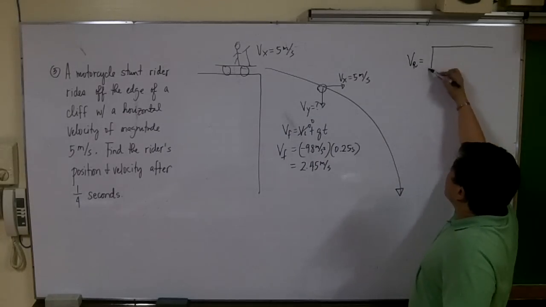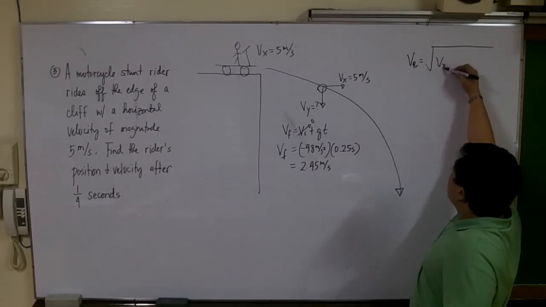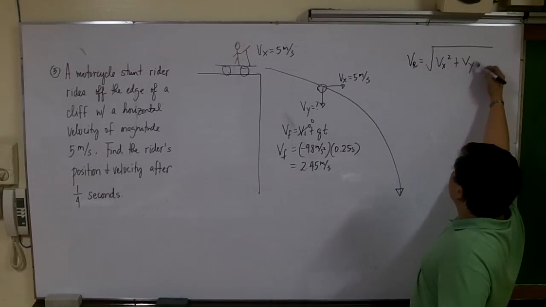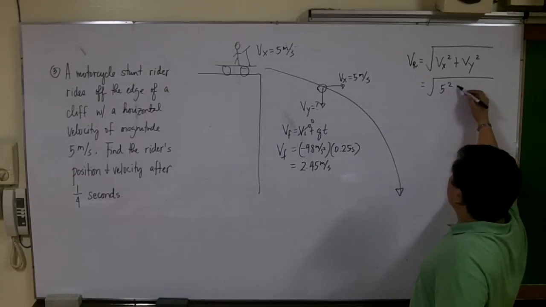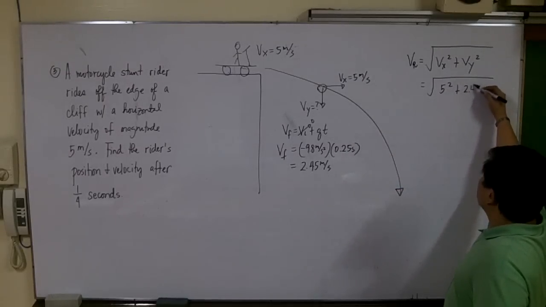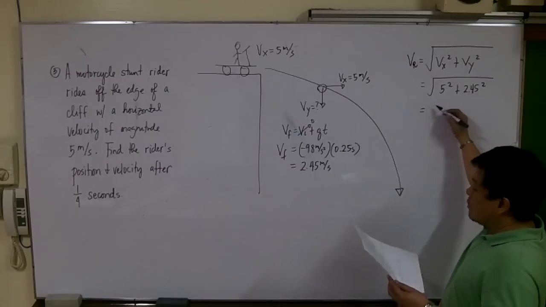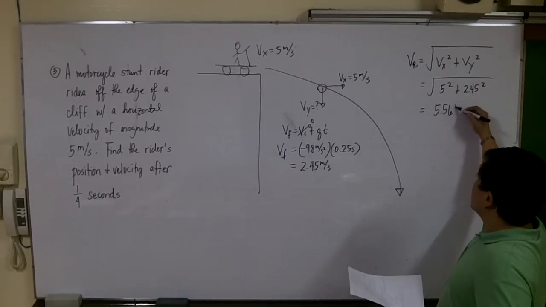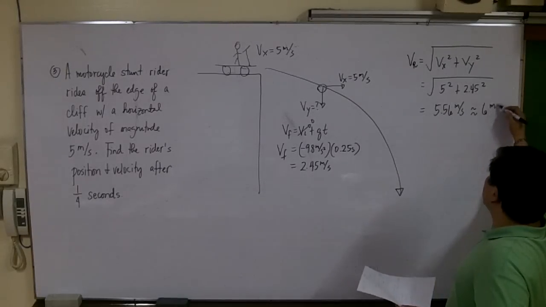We can now solve for the resultant velocity using the Pythagorean theorem. You have v sub r equals the square root of v sub x squared plus v sub y squared. V sub x squared is 5 squared, and then v sub y is 2.45 meters per second squared. Solving for v sub r, you will get 5.56 meters per second. And rounding off, we will have 6 meters per second.